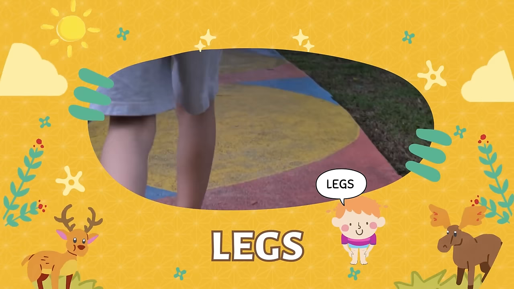Vegetables. Do you love vegetables? Let's learn different vegetable names. Potato. Eggplant. Broccoli. Iceberg lettuce. Cabbage. Tomato. Radish. Carrot. Cucumber. Peas.